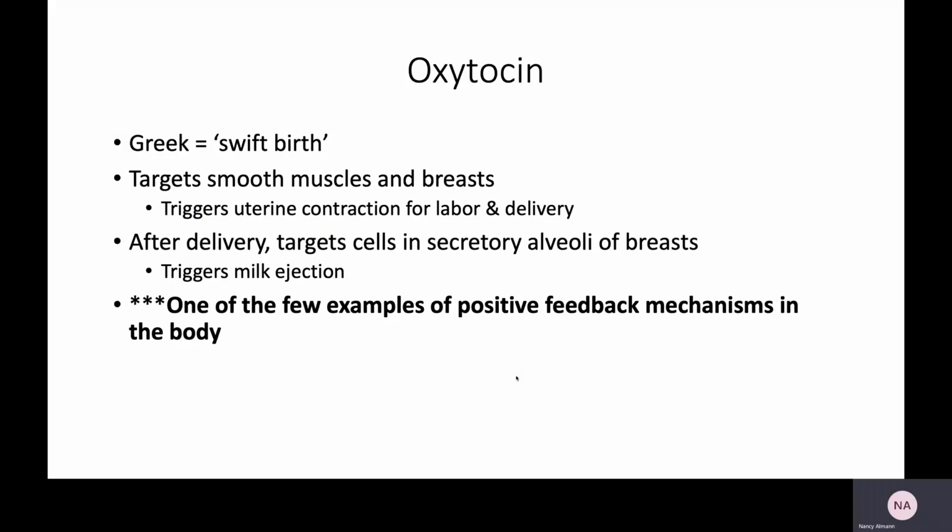Oxytocin is another hormone that's going to be produced by, you got it, the hypothalamus and stored in the posterior pituitary. It is Greek for swift birth. And if you are giving birth, boy, I hope you have a swift one. It's going to target smooth muscles, so it'll trigger uterine contractions for labor and delivery. It's also going to target breasts, and specifically the secretory alveoli of the breast, which will in turn cause milk ejection. It is one of the few examples of positive feedback mechanisms in the body, and I would know that if I were you. Most other mechanisms in the body are negative feedback systems.